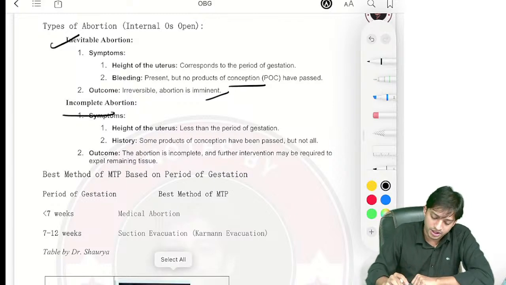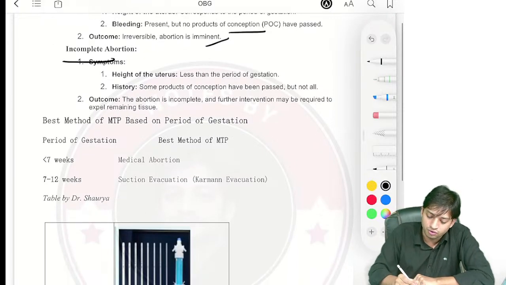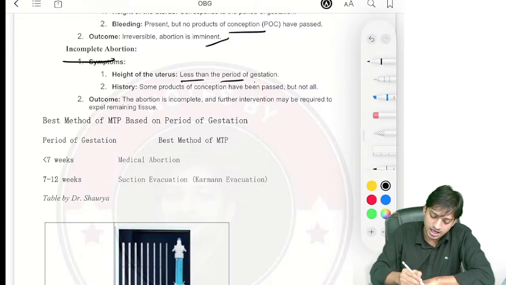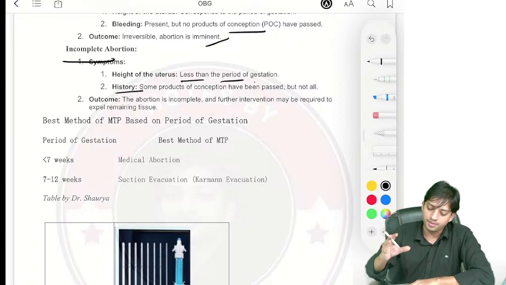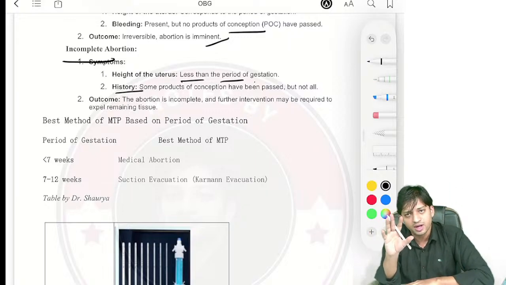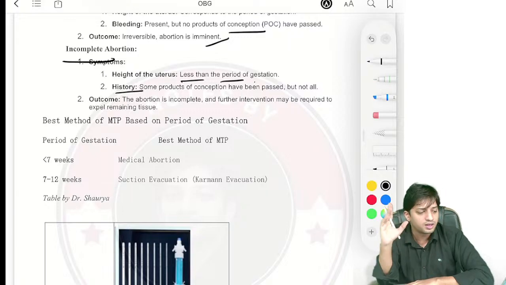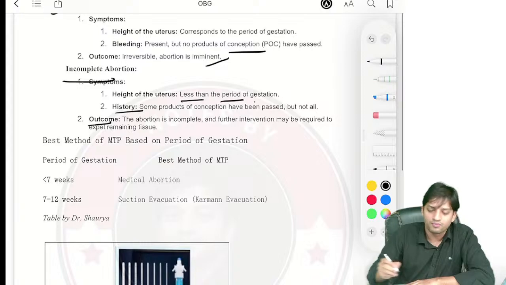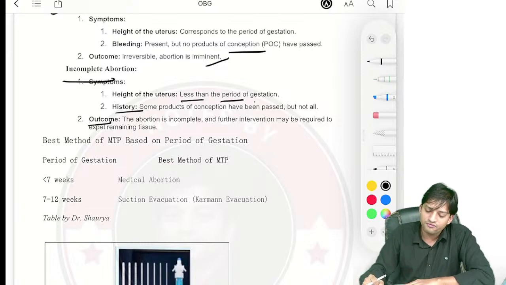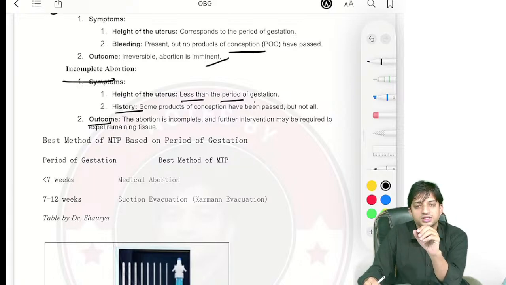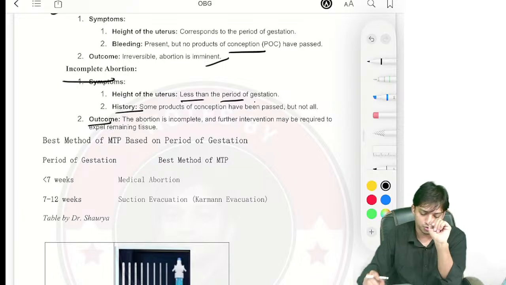Come to the incomplete abortion. You will see here the height of the uterus is less than the period of gestation. And in history you will get that some products of conception have passed, but not all. Some are remaining, some have passed. That is incomplete abortion. Now come here to the outcome. What will be the outcome here? The abortion is incomplete and further intervention can be required to expel the remaining tissue.